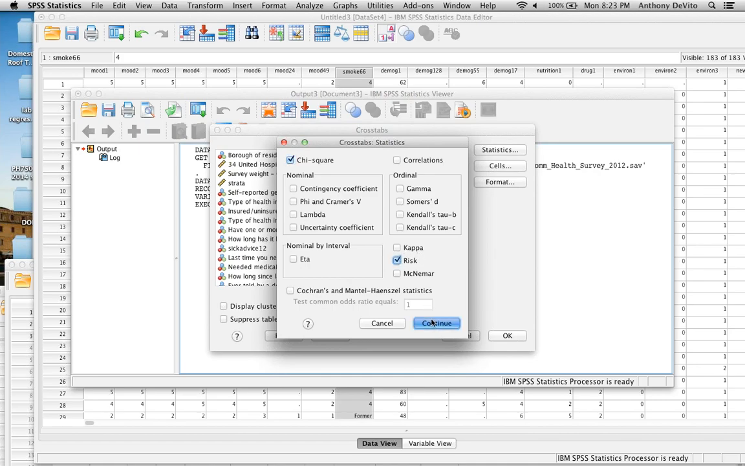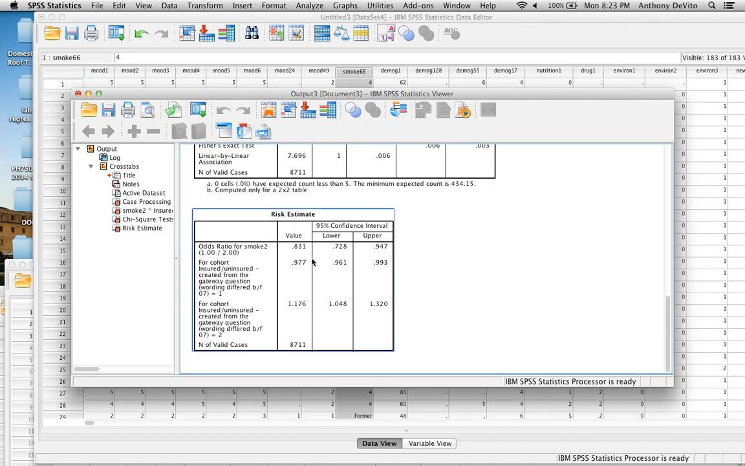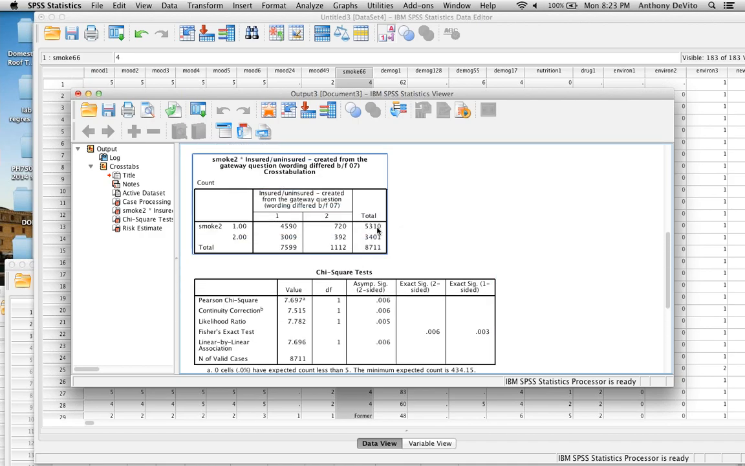And risk, and let's see if I got it down to 2 variables now, and if it gives me my relative risk. This time it actually calculated the relative risk because it was indeed a 2 by 2 table.